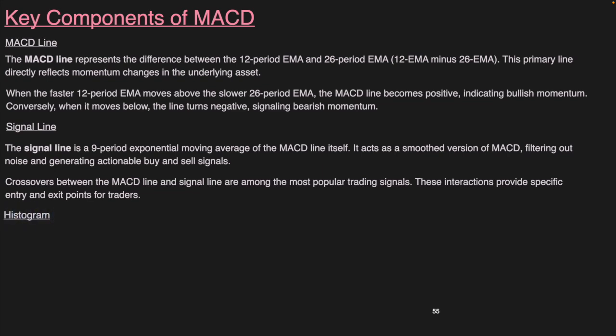Now coming to the histogram. Histogram is nothing but the difference between the MACD value and the signal value. So if the MACD value is 9 and the signal value is 7, then 9 minus 7 is 2. So 2 is a positive value, so the histogram will be positive. So generally we consider that the market is trending up or strengthening. If the histogram value keeps increasing, then you can generally consider that the strength of the market is gradually increasing.